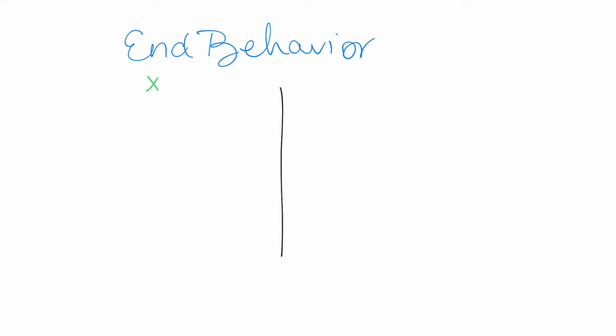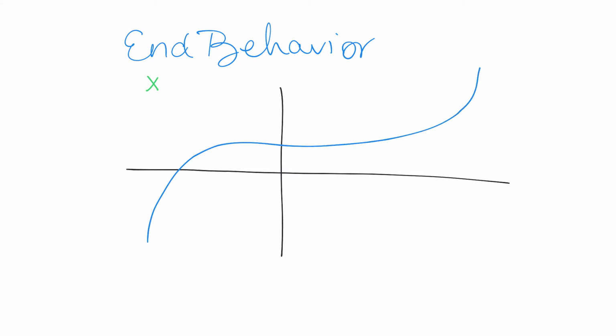End behavior is shockingly simple, and it's exactly what it says. It's the behavior at the end of the graph. And when we refer to the end, we mean on the x. So if we have a graph that's doing this, where are the ends of the x? Well, the ends of the x are over here, right?